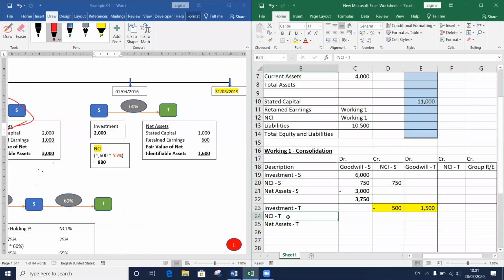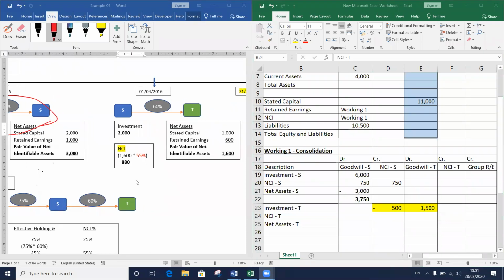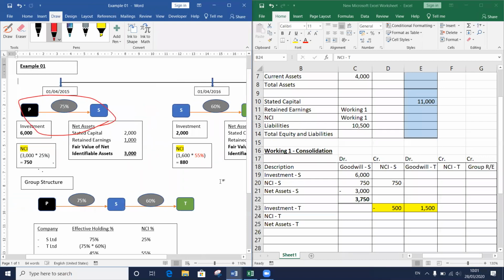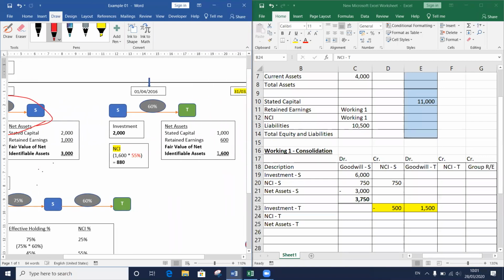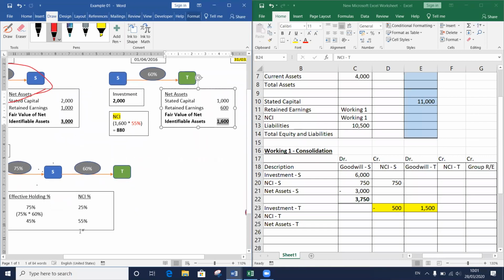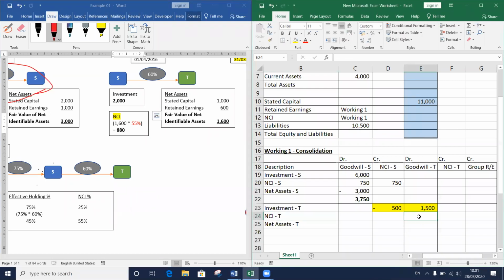NCI value of T. What is the amount? 1100. NCI value of T. Where did you get that 1500? So here, NCI value we have already calculated. It is 880. Acquire කරගන්න දවසේ මෙයාගේ net assets 1600 තියෙනවා. ඒකෙන් අපේ NCI percentage එක 55%. එහෙනම් NCI value of T is 808. Cost of control account එක debit කරා. NCI of T account credit.